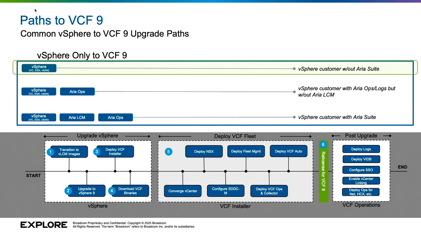Now you'll notice here the upgrade down below. I'm not going to go through this in detail just yet, but the upgrade is really divided into 3 phases. The first phase, you upgrade your vSphere 8.x environment up to vSphere 9, manually. Then after you've upgraded to 9, you install the VCF installer, and you use it to take that vSphere environment and convert it into a VCF fleet. It takes care of all the work of deploying the ops collector, deploying the automation, and configuring NSX for you. So it's a pretty straightforward process.